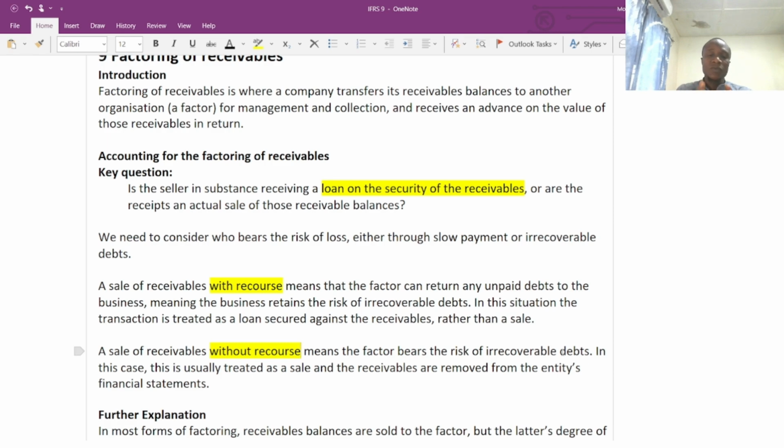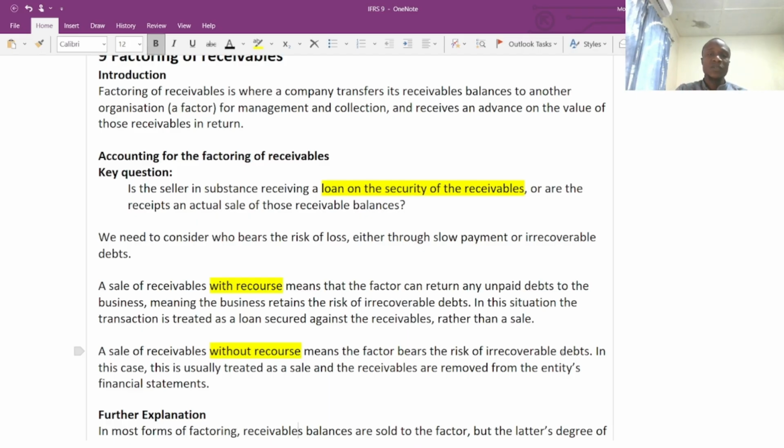Very simple. If the risks and rewards are transferred to the factor, then we are going to account for this as a sale. Then we are going to derecognize. We are going to remove the receivable balance from the financial statement. So this is what you need to know for the examination.